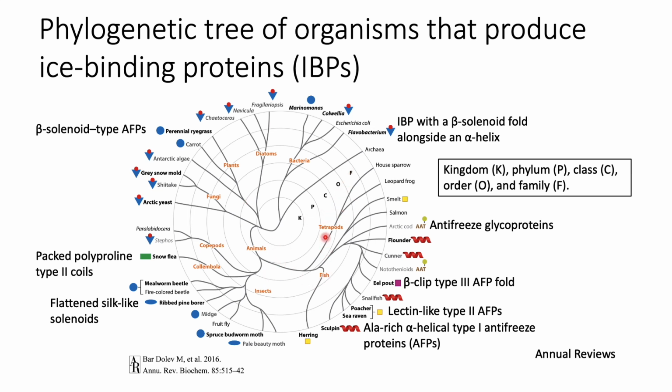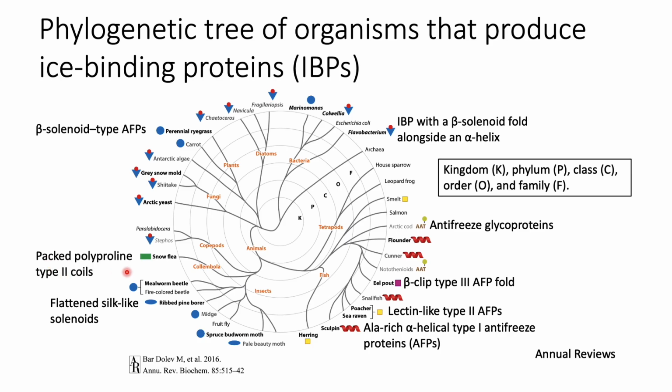We have fish, bacteria, diatoms, plants, fungi, animals, copepods, insects. So all these species actually have these antifreeze proteins. Here are some of the different types. We have something called IBP with the beta solenoid fold alongside an alpha helix. These are some of the structures, and we will be studying these structures now.